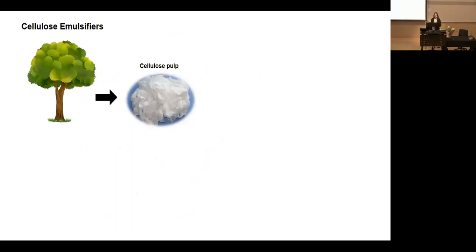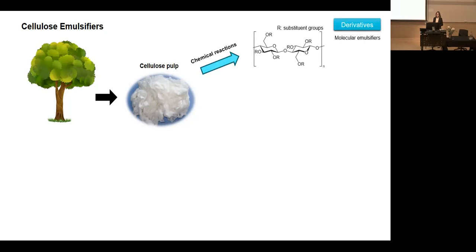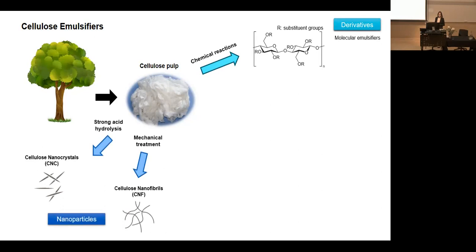And it is amazingly surprising how cellulose can be such a versatile source of natural emulsifiers and stabilizers. Both polymers and particles have been used to stabilize emulsions. Through chemical reactions, we obtain the cellulose derivatives, which are molecular emulsifiers, and they have been commercialized since early. Many of them are tailor-made to be water-soluble, and others could be more hydrophobic. Through strong acid hydrolysis or mechanical treatments, we end up with nanoparticles, and interest in using these materials has been growing exponentially, and there is a lot of work going on in this area.